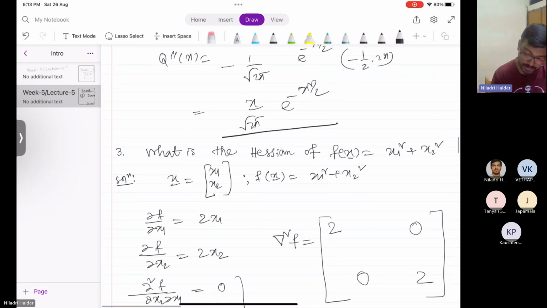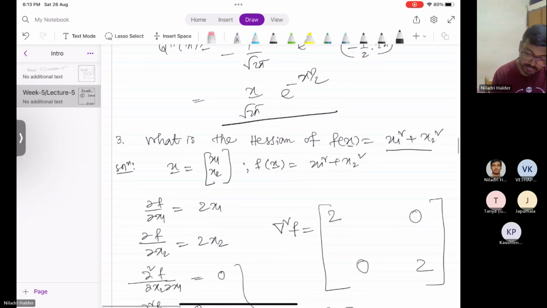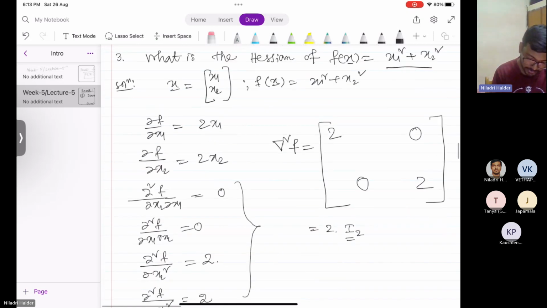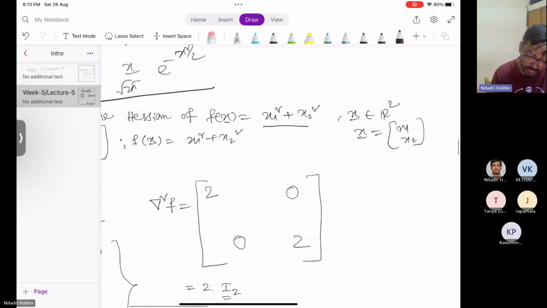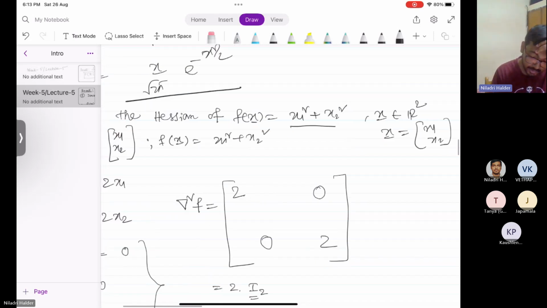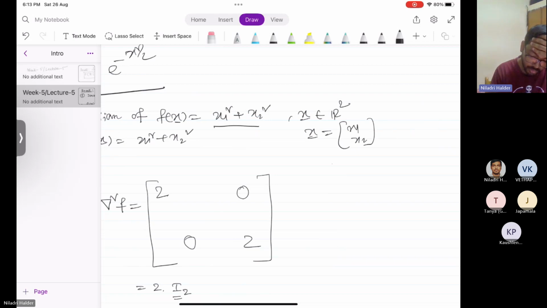Then what is the Hessian of x1 square plus x2 square? The Hessian of this comes out as a diagonal matrix, 2 into I2. So you may need to find what the Hessian of some norm of x should be, maybe in your assignment. That is similar to this question maybe.